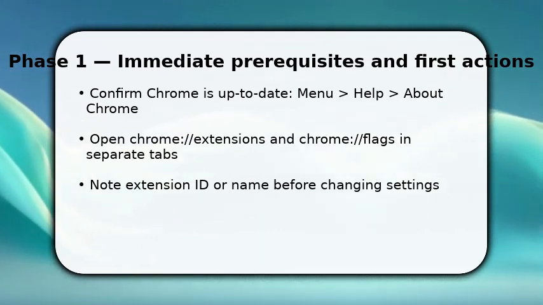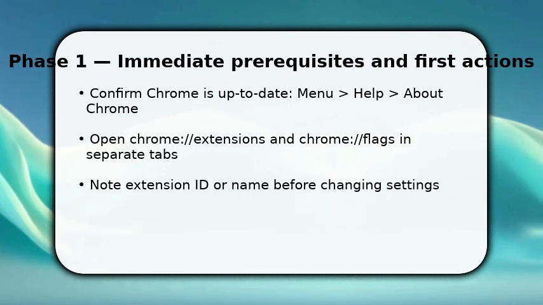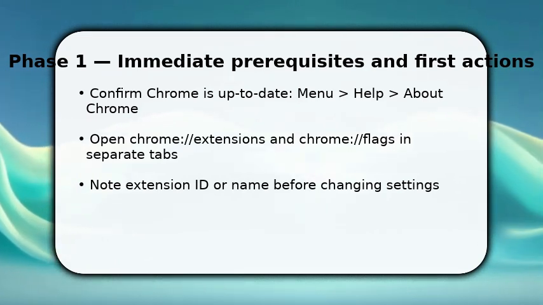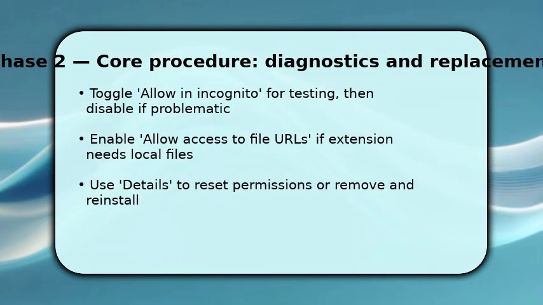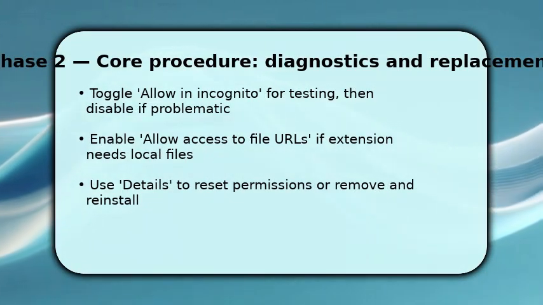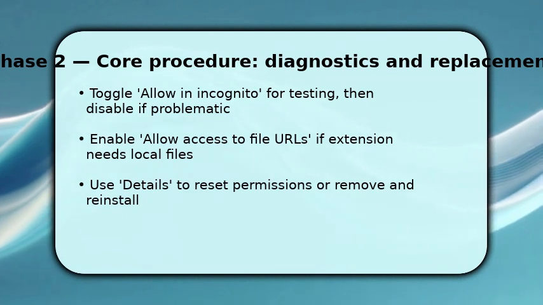Now, keep both tabs visible. You will toggle permissions and flags in sequence, so being organized speeds the process and avoids missteps. Next, work through each extension's details page to adjust permissions and diagnose the block.